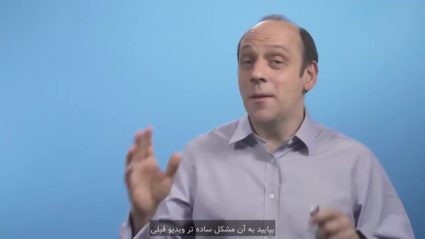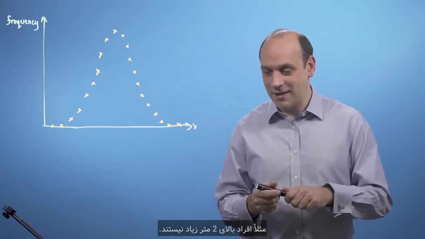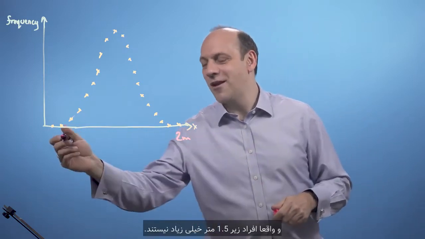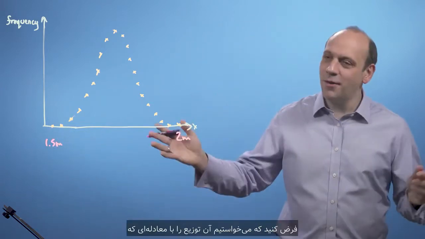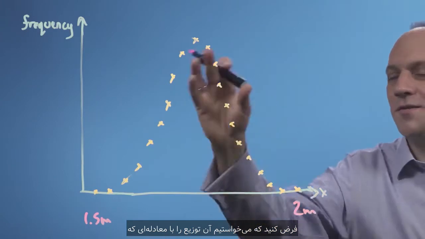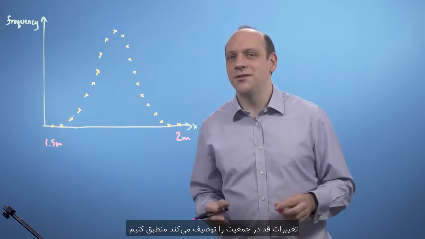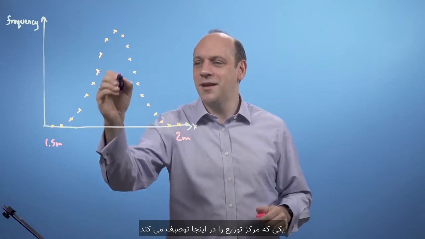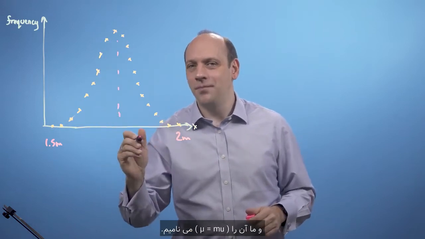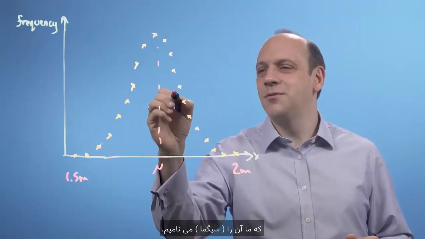Let's go back to that simpler problem from the last video, the histogram distribution of heights of people in the population. You know, there aren't many people above about 2 meters, say, and there aren't really very many people below 1.5 meters. Say we wanted to try fitting that distribution with an equation describing the variation of heights in the population. And let's say that equation has just two parameters, one describing the centre of the distribution, which we'll call mu, and one describing how wide it is, which we'll call sigma.